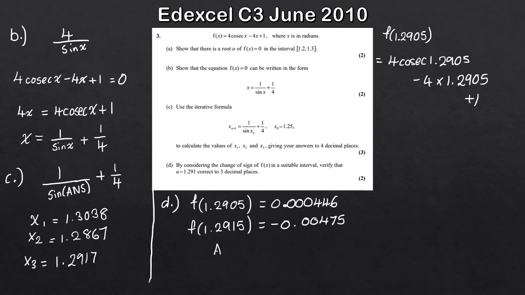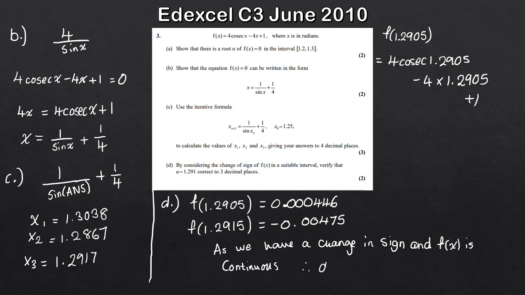So, as we have a change in sign, and again, let's just reiterate that f of x is continuous, in that case, alpha is 1.291 to 3 decimal places. Okay, and there we go. So that's part D done there, for the last 2 marks.